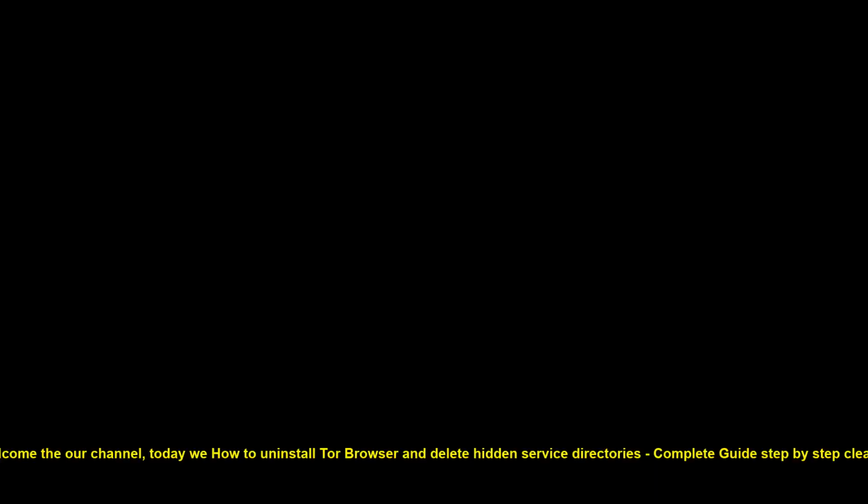Today we show how to uninstall Tor Browser and delete hidden service directories, a complete guide step by step, clearly. To uninstall Tor Browser, first, locate the Tor Browser directory on your computer. This is typically found in your Applications folder on macOS or the Program Files folder on Windows. Open the Tor Browser directory.